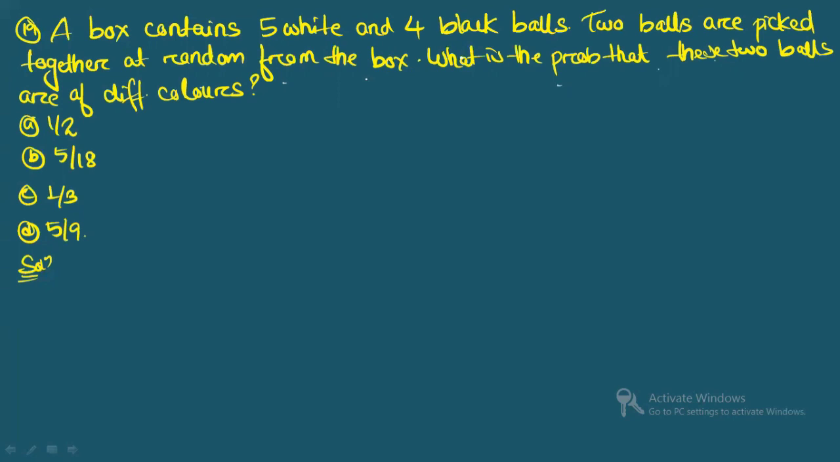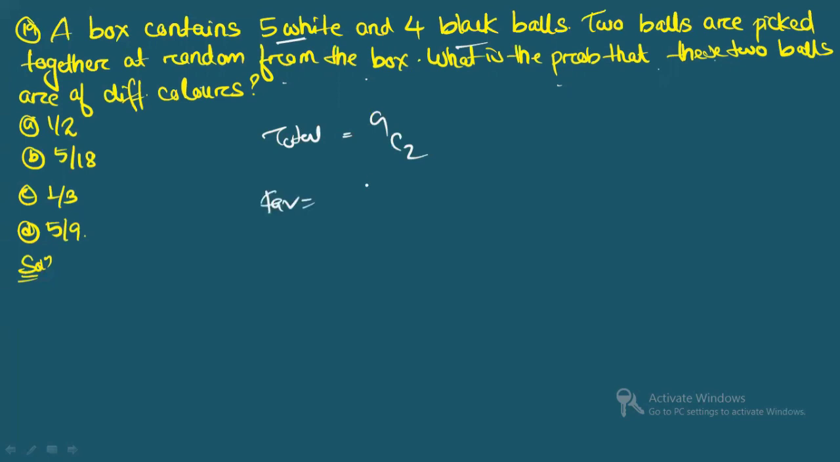So, boxes containing 5 white balls and 4 black balls. Again, we will do favorable divided by total, right? So total in this case, directly you can write, total is what? 9 balls. Randomly you are picking how many balls? 2 balls, so 9 combination 2.